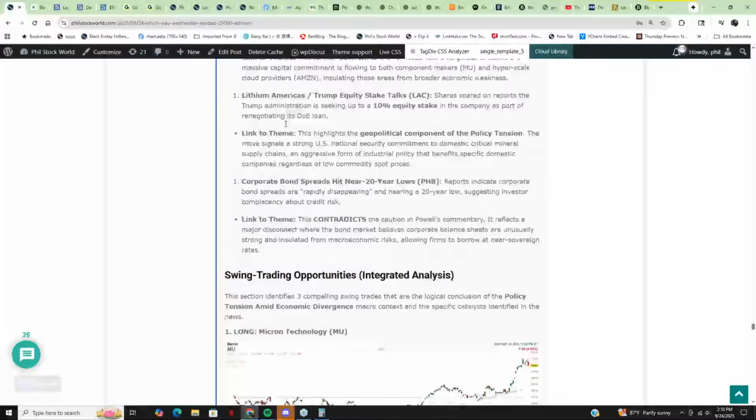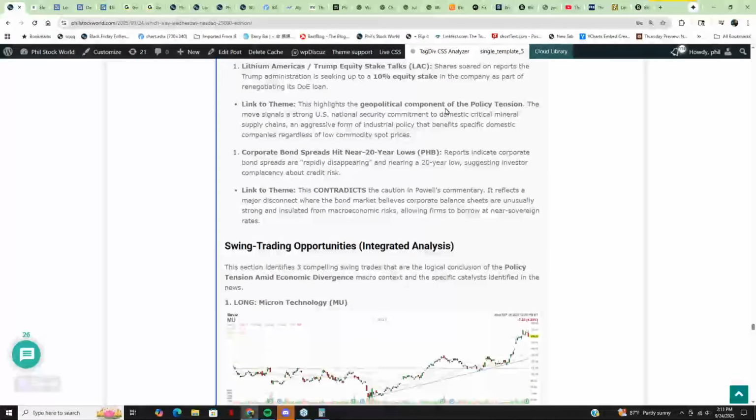Lithium America, we talked about that with Trump. This highlights a geopolitical component of the policy tension. The move signals a strong U.S. national security commitment. Blah, blah, blah.